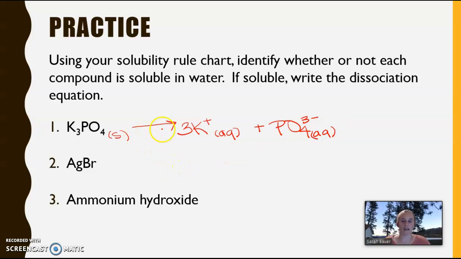So you'll notice that the 3 here comes in front, the coefficient comes in front, and that I do include the charges. And the reason for that is these 3, they're not bound together. They're spread way throughout the water. They're nowhere near each other. They're not bound in a crystal lattice structure anymore with the phosphate, but we do want to reflect the appropriate ratio that we were reflecting over in our chemical formula.